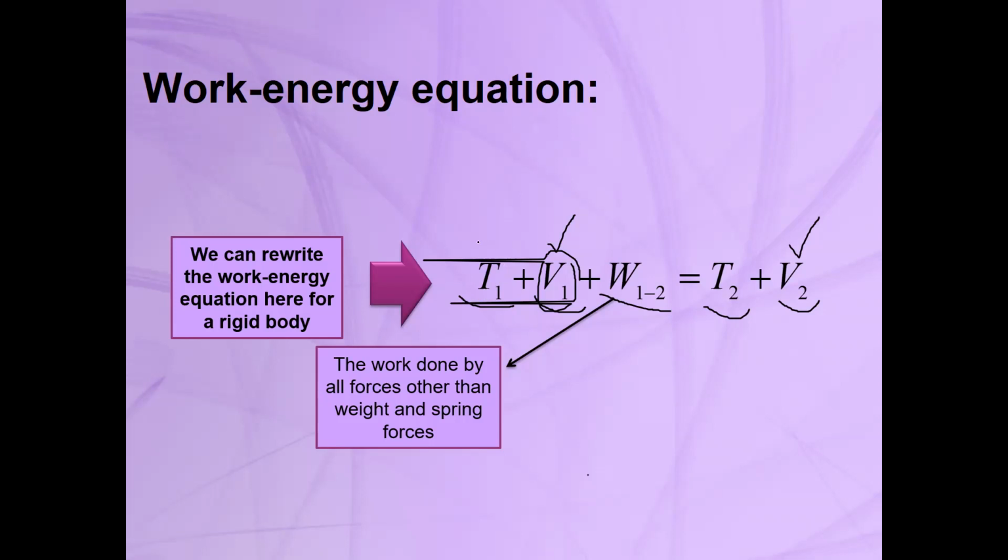We know how to calculate the kinetic energy for a rigid body, and W is obtained from the vector form that I explained in previous slides. Okay, so no question from this part.